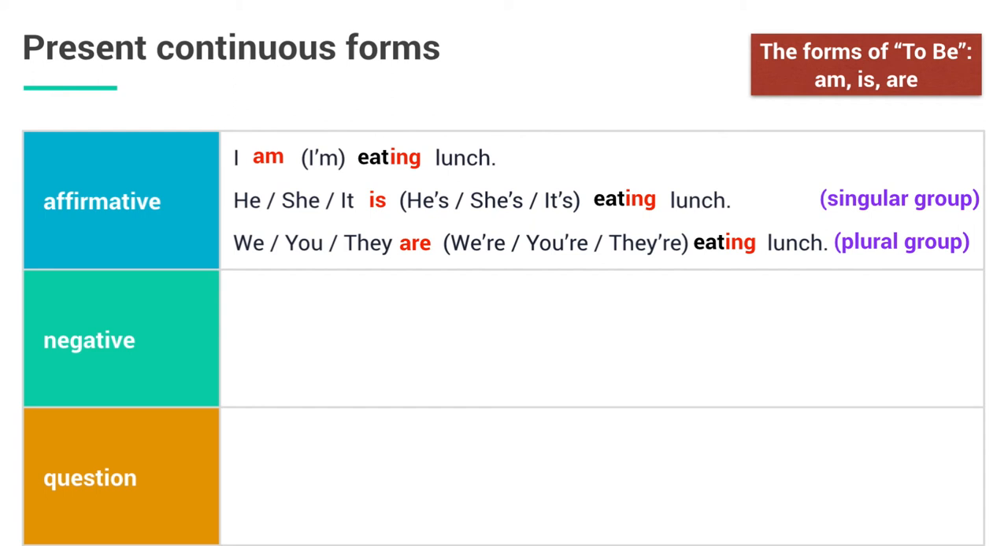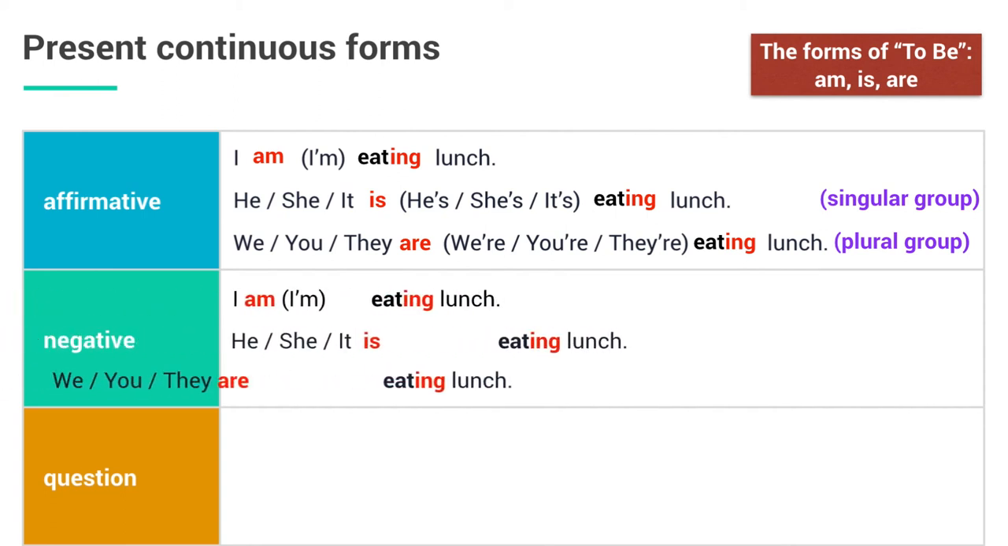Next, if you like to switch a sentence from its affirmative form to negative form, it's also quite simple. Let me show you how to do it. First, you just need to write the sentences which are exactly the same as in their affirmative form. In this case, we have I am eating lunch. He, she, it is eating lunch. And we, you, they are eating lunch. Then, you just simply add the word not right after the verb to be.